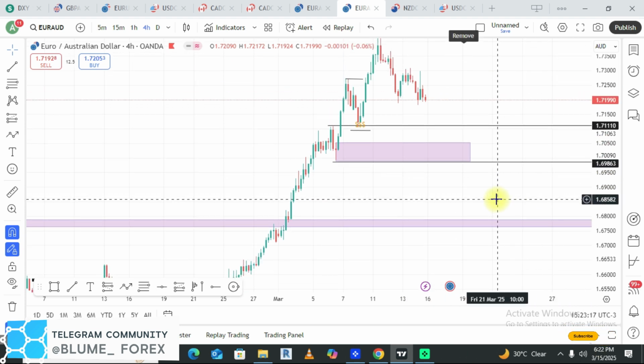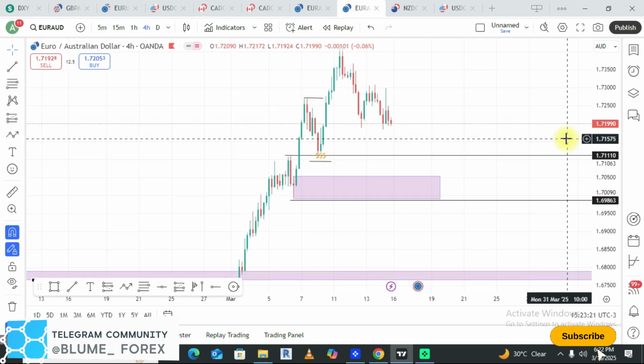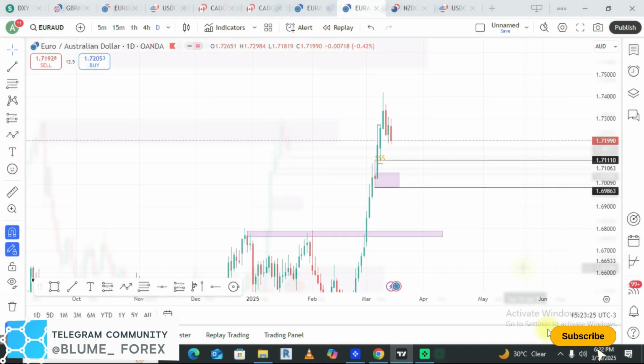So I'm bullish on EURAUD. I'm not looking for sales on EURAUD. It's either buys or nothing. So on EURAUD this week, I'm looking to be bullish.